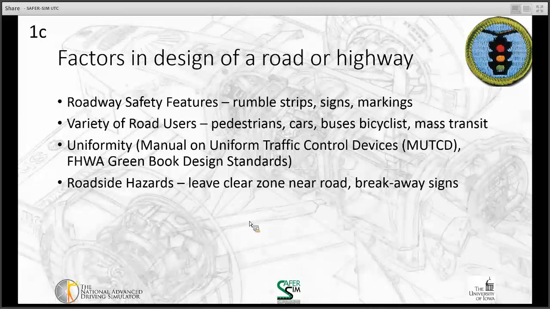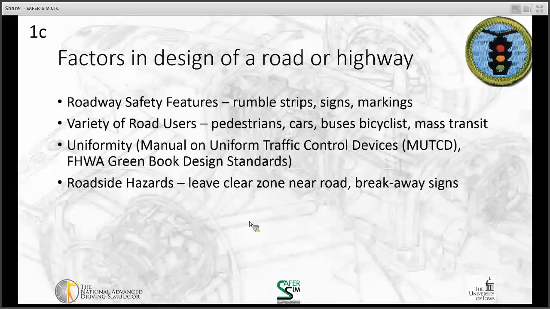Roadside hazards is another thing we have to consider when we're designing the roadway. We try to design our roads to be as safe as possible, so you leave clear zones near the road so that people don't have increased risk. You don't often see, except in the mountains, a sheer drop-off 10 feet to your side where if you go over there, you're going to die. Normally you see flat areas around the roadway or shallow ditches, so that you can get in and out without being at serious risk.